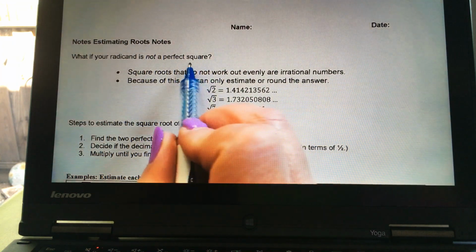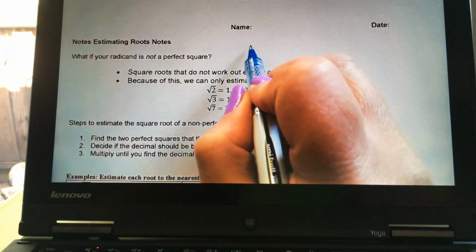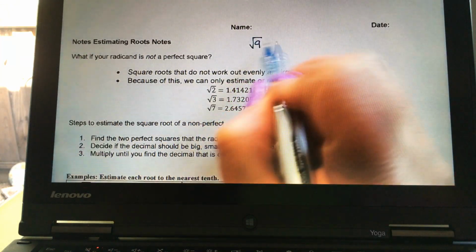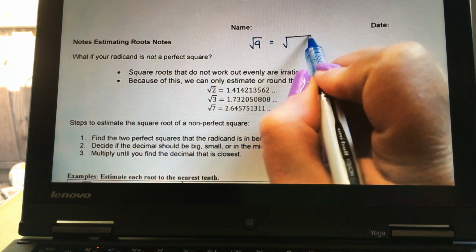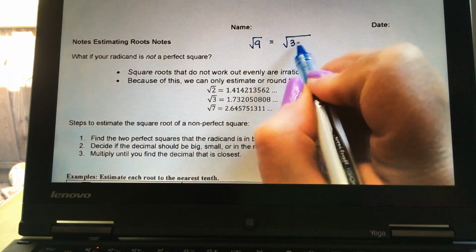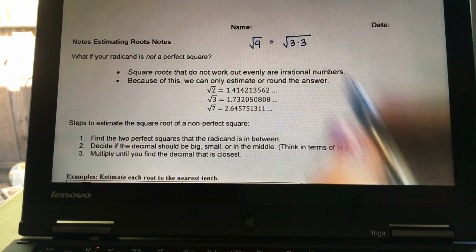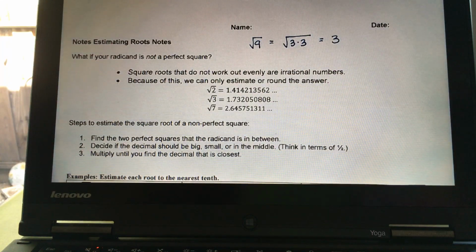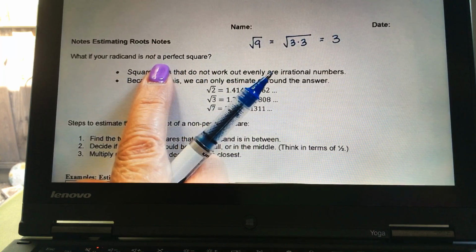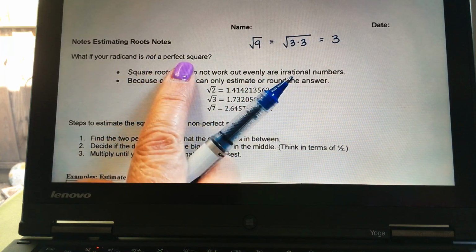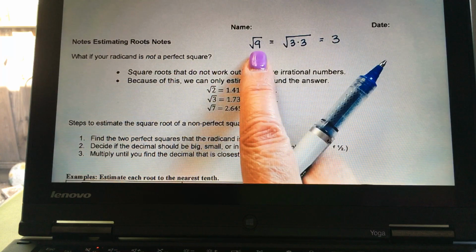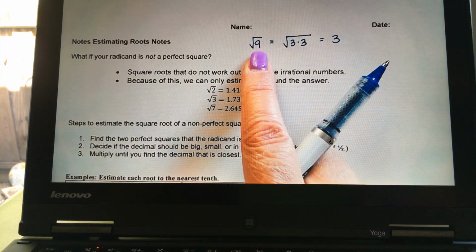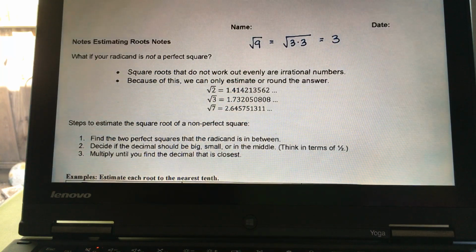So again, remember if we were evaluating something like the square root of 9, we're looking for two numbers that are absolutely identical that we multiply together to give that. So the square root of 9 is equal to 3. But again, this is the lesson notes. What if the radicand is not a perfect square, right? So what if this was the square root of 8 or the square root of 12, something that's not a perfect square?